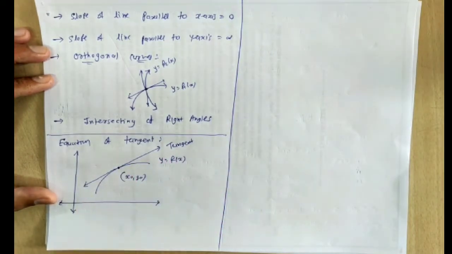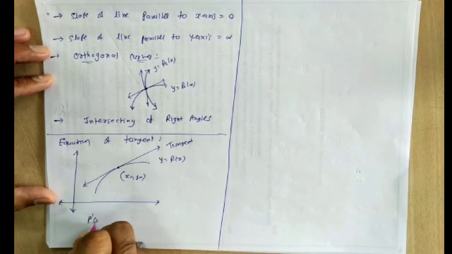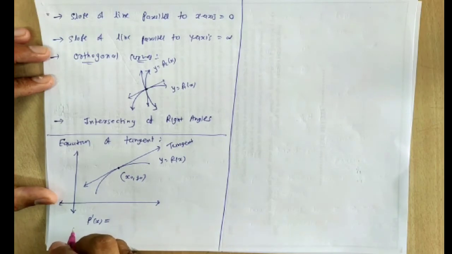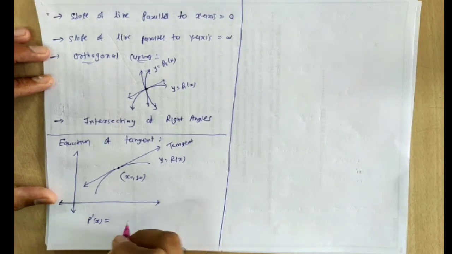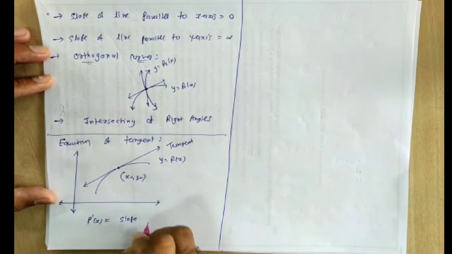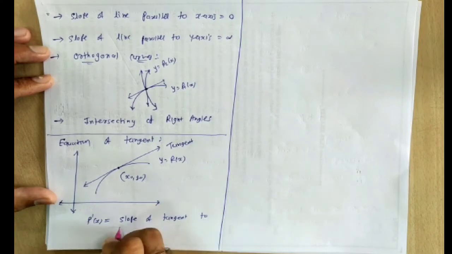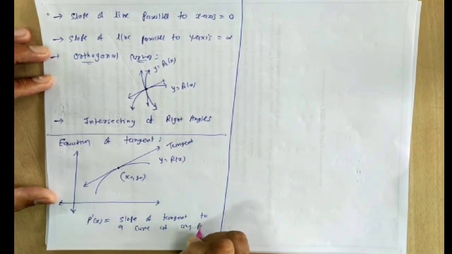So how can we obtain it? For that we first have to obtain the first order derivative. What is the meaning of first order derivative? f dash x. I remember Stavan answered this earlier. f dash x means slope of tangent to a curve at x. The meaning of this first order derivative is the slope of tangent to a curve at any point.